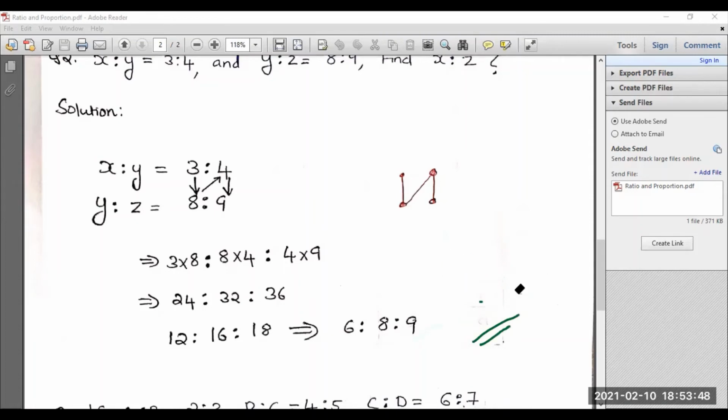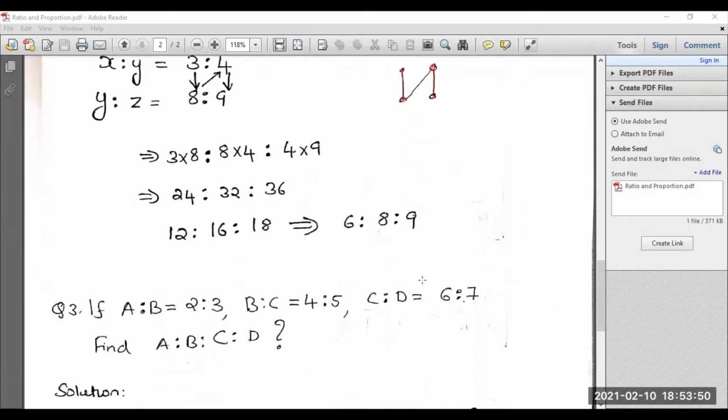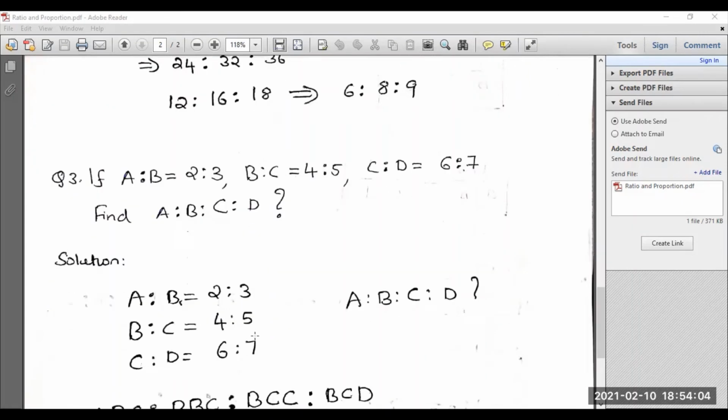So this is actually one of the very important topics. Likewise, let me go for a little bit higher level. A is to B is equal to 2 is to 3. Similarly, B is to C is equal to 4 is to 5. C is to D is equal to 6 is to 7. I would like to calculate A is to B is to C is to D. What are you supposed to do? First, you can write sequentially like this.